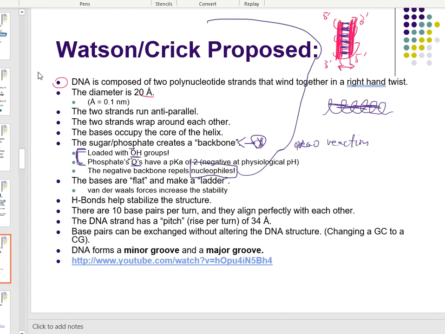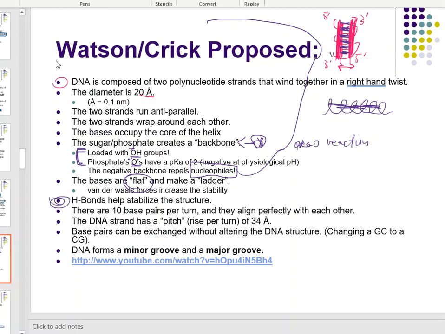The bases in the center, they are flat, and they help make this ladder notation that we keep drawing over and over. We also have talked about the presence of the hydrogen bonds. So now we know that those are present. Those lead to stability of the bases. Those keep the two strands of DNA together that run anti-parallel. It keeps them kind of nestled together so they can curl on themselves and make this helix.